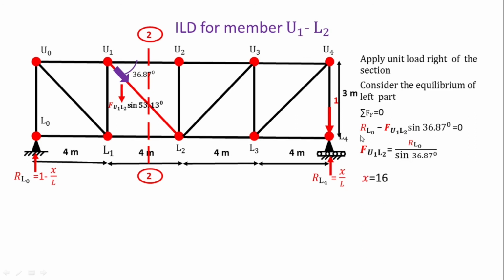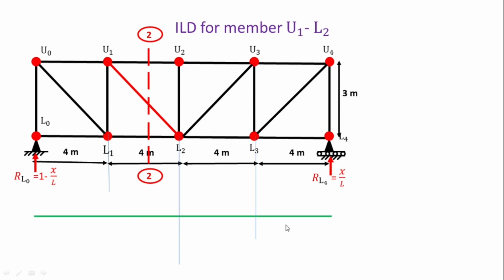What here? x is now equal to 16, that is 4 plus 4 plus 4 plus 4. What is the value of RL0? So RL0 is equal to 1 minus 16 by 16. It means 1 minus 1 is 0. So RL0 is equal to 0. So we got F U1 L2 is equal to 0. We assumed tension, that is correct, but the value is 0. That is why this value is on the reference line. So it doesn't affect the tension or compression.